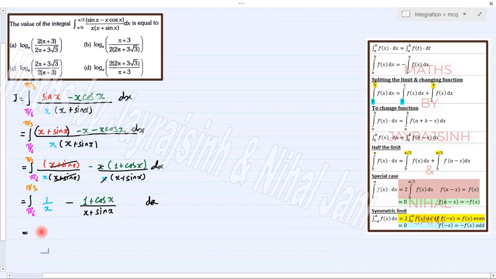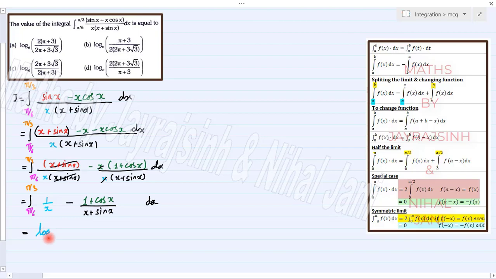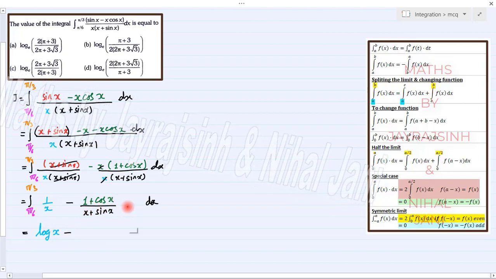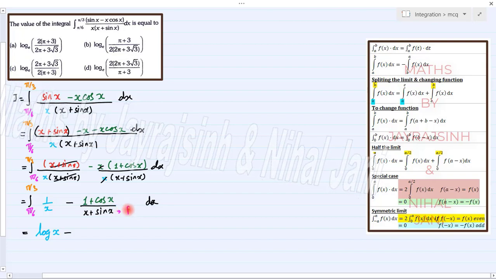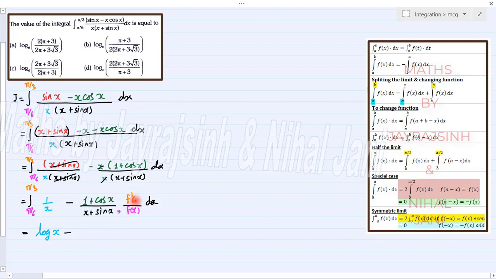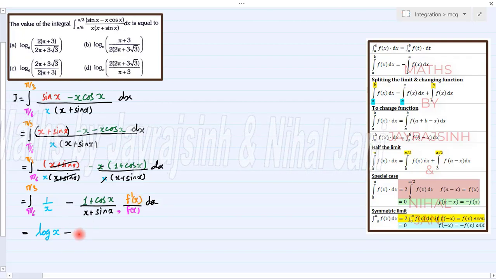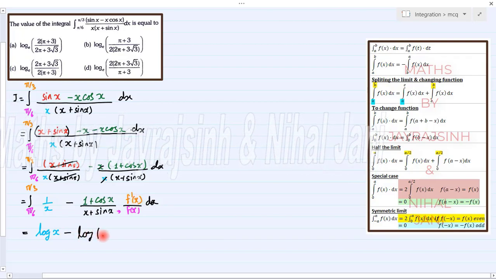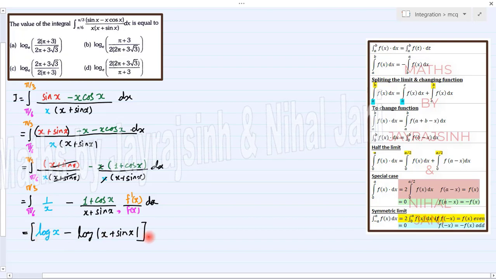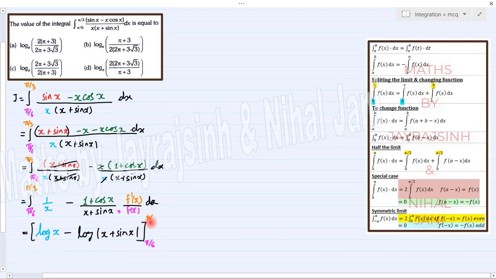Integration of 1 upon x is simply log x minus, in second term, if we select our denominator as f(x), we already have its differentiation in numerator. So its integration is simply log mod denominator, which is x plus sin x. Your limit is from pi by 6 to pi by 3.